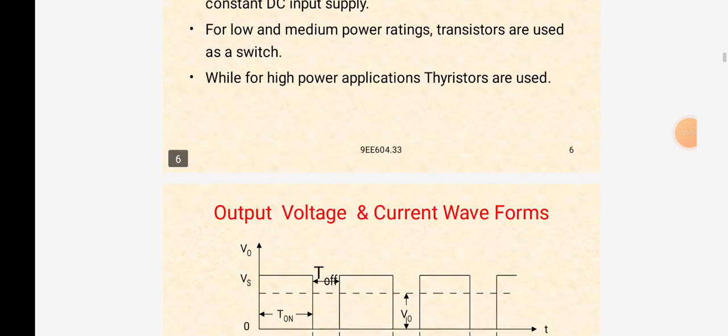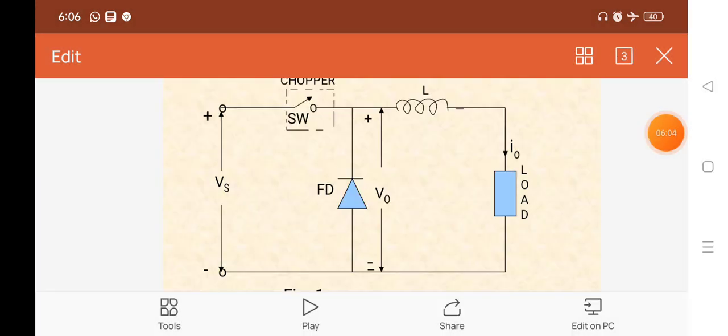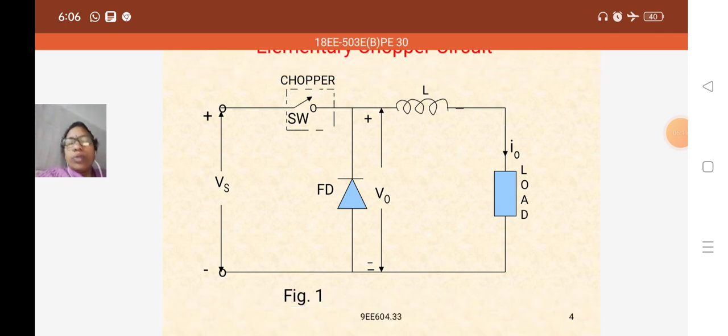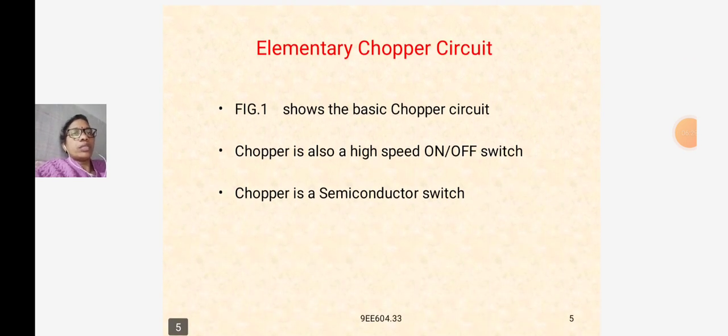Here is the circuit diagram for the chopper circuit. It has one chopper. The chopper works as a switch, used for on and off purposes, and the freewheeling diode is connected across the load, which has inductance. The chopper is a high speed on off switch, meaning it will be off or on.